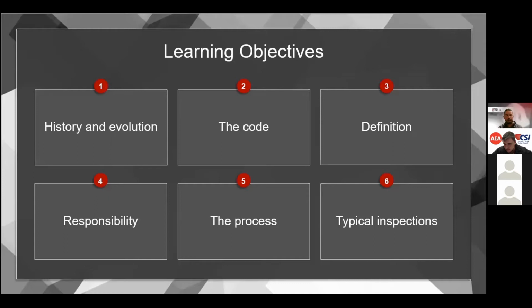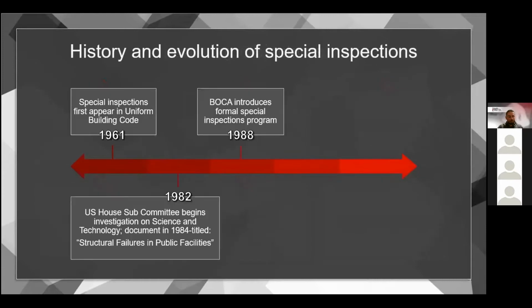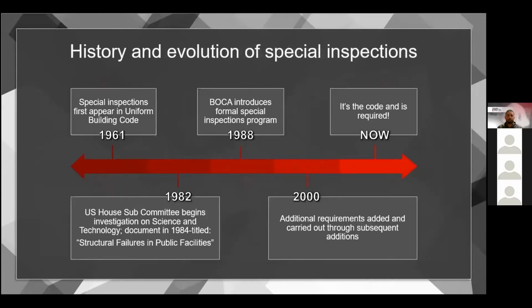The plan for tonight, first we're going to talk a little bit about the history and evolution of special inspections. We're going to talk about the code that defines special inspections, as well as the actual definition of special inspections. We'll talk about responsible parties during construction, and then the construction process involving special inspections, and then obviously touching base on some of those typical inspections. So let's start with the history.